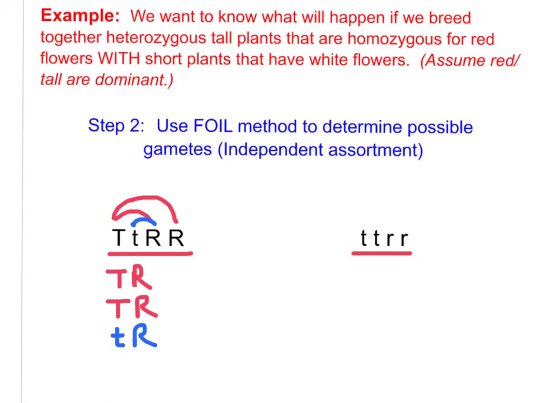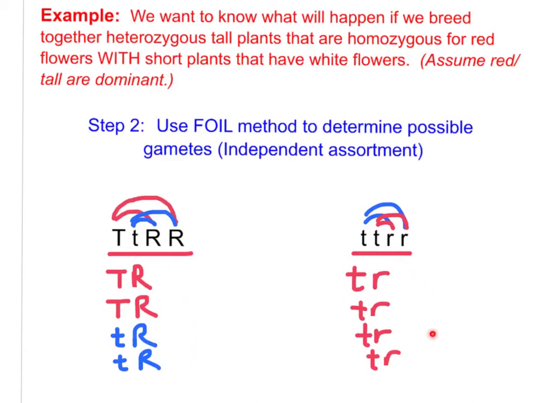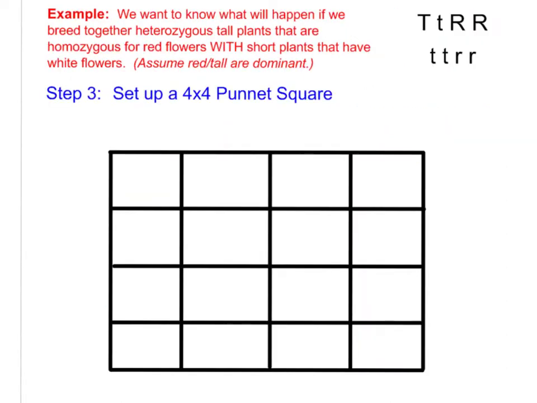And last, we have t r. Let's do the same thing with this, although it will be pretty easy because they're all lowercase. You see that? And then here and here. So these are all t r, t r, t r, t r. They are all recessive. That one's very easy. So what I've just done is I've listed all the different possible combinations that the height and the color traits might combine. So the next step is to place these allele combinations in our Punnett square.